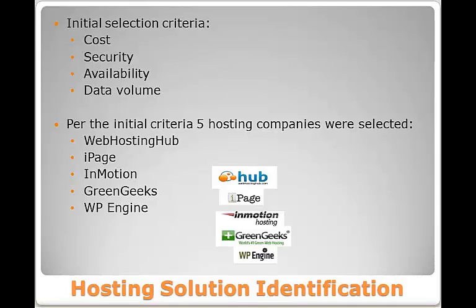So as I mentioned earlier, we were looking at some of the selections for our web hosting options. In this case, the initial selection criteria was very basic. Again, this is not a very large website. We're primarily focused on cost. Again, security is a key piece here. Availability and data volume. So with that said, some of the initial five hosting companies that we narrowed down and compared were Web Hosting Hub, iPage, InMotion, GreenGeeks, and WP Engine.